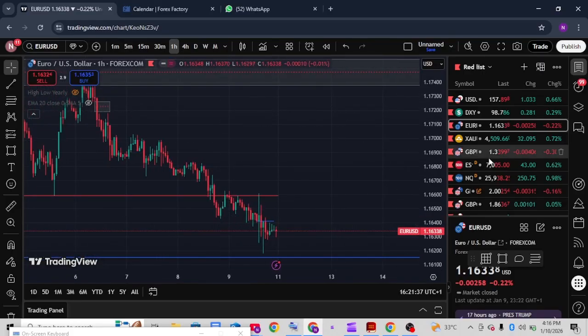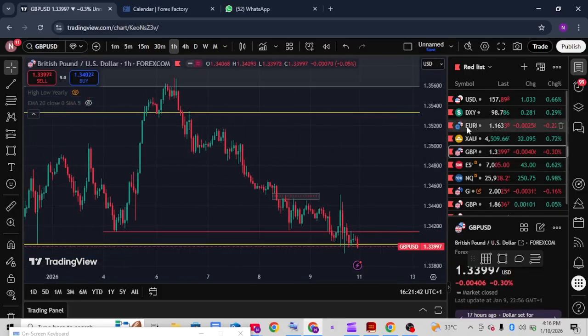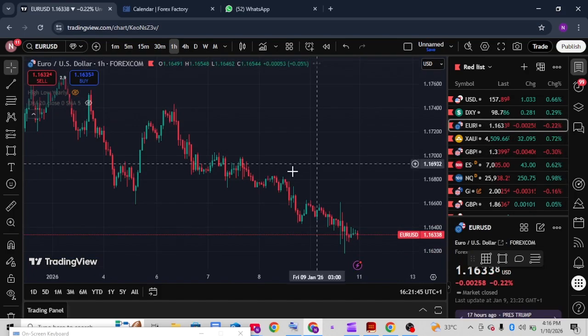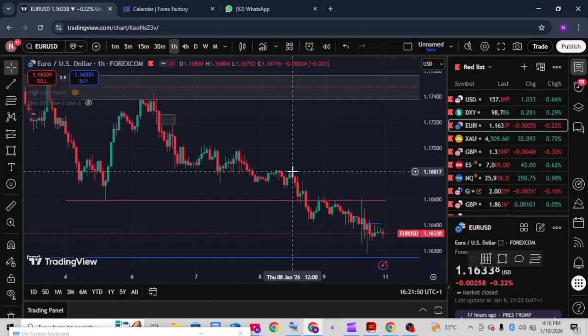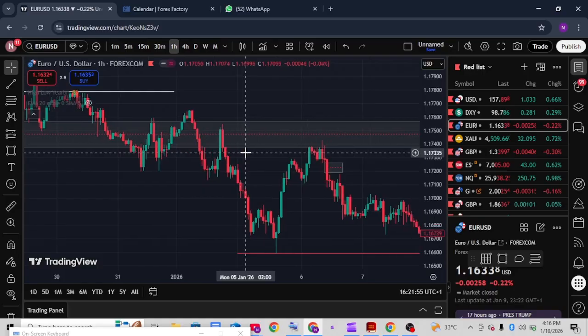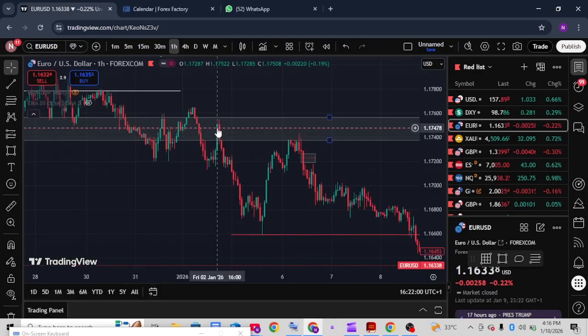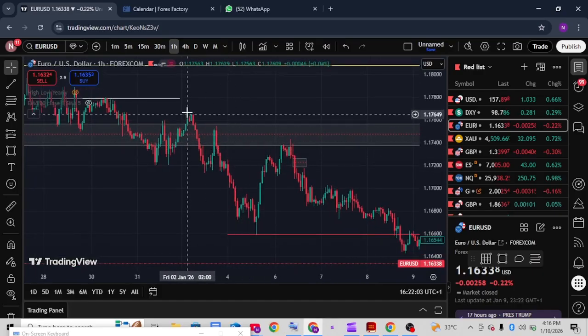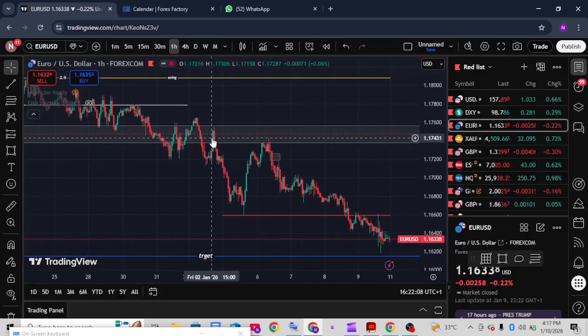So let me give you another example. Right here on the EU, sorry, I'll show you another example of what I'm talking about, the change of state of delivery that I use to frame my bias. Now, like I said, this was Friday 4 o'clock. Do you see that? Friday 4 o'clock when price came back into this. It was Friday last week when price came into this fair value gap right here.